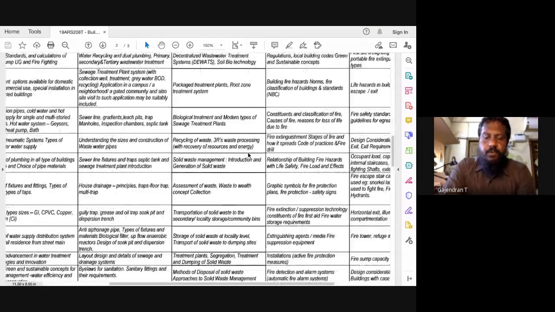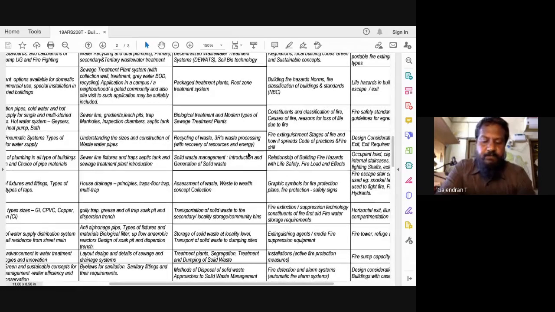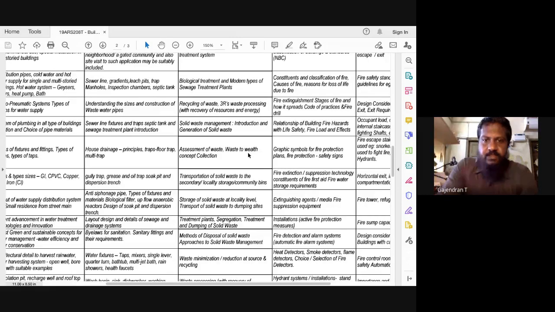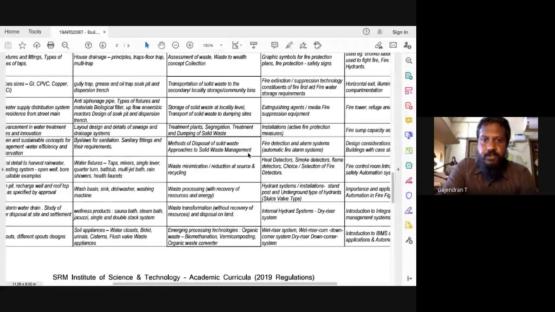So last time, what we saw is processing of waste management, as in solid waste management, and methods of disposal. Today, what we're going to look into is waste minimization, reduction at source and recycling, waste processing with recovery of resources and energy, waste transformation without recovery of resources and disposal on land, emerging process technologies, organic waste, biomethanation, vermicomposting, and organic waste converter.